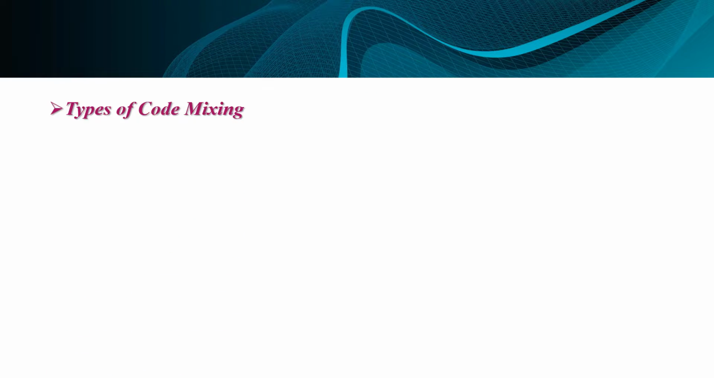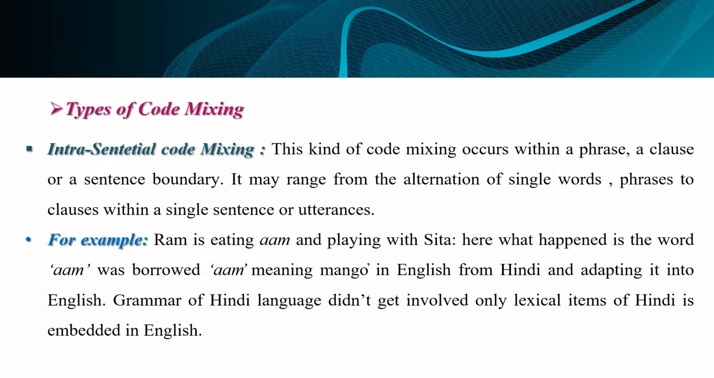Now, the types of code mixing. First, we have intra-sentential code mixing. This kind of code mixing occurs within a phrase, a clause, or a sentence boundary. It may range from the alternation of single words, phrases to clauses within a single sentence or utterances. For example, Ram is eating and playing with Sita. Here the word was borrowed, meaning mango in English, from Hindi and adapted into English. Grammar of Hindi language didn't get involved, only lexical items of Hindi are embedded in English.